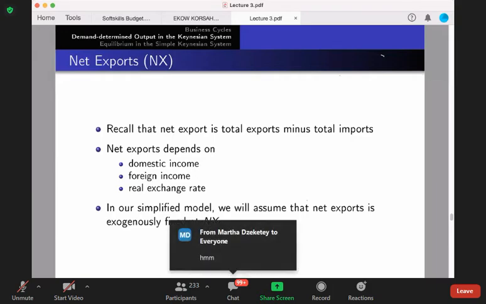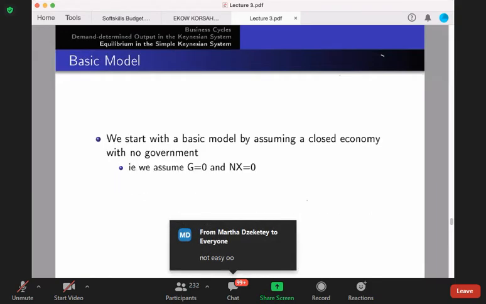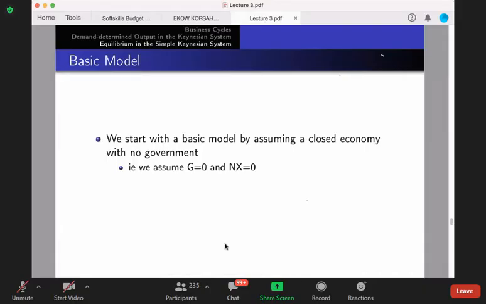Now let's put all the things together. We start with a basic model by assuming a closed economy. When we say the economy is closed, we are saying that net export is zero. When the economy is open, net export is not zero. Here we are going to start with a very basic model where we assume that there's no government intervention, and the economy is also closed. Closed means net export is equal to zero.